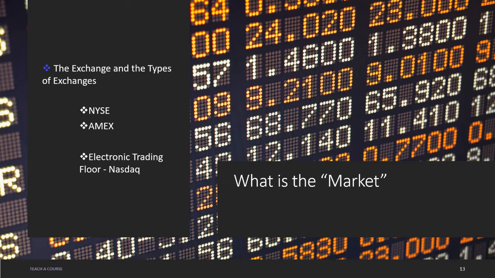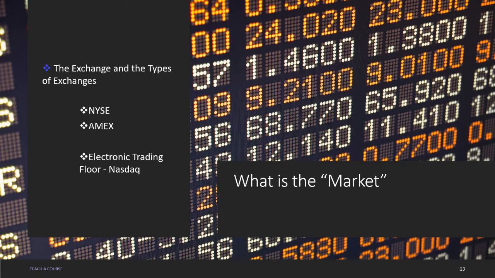So the type of exchanges that we have here in the U.S., we have the New York Stock Exchange, the oldest exchange that we have, known as the NYSE. It's also known as the Big Board. So you have the New York Stock Exchange. Then you also have the American Stock Exchange, the Amex. So those are your two exchanges.